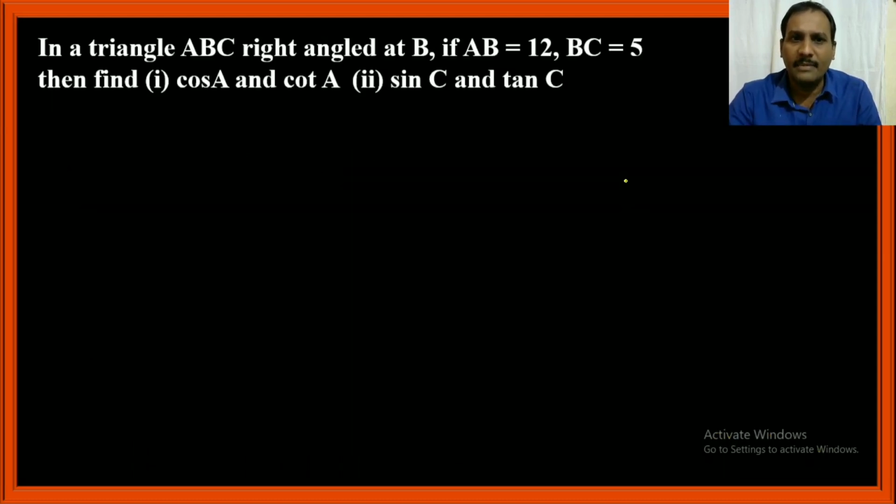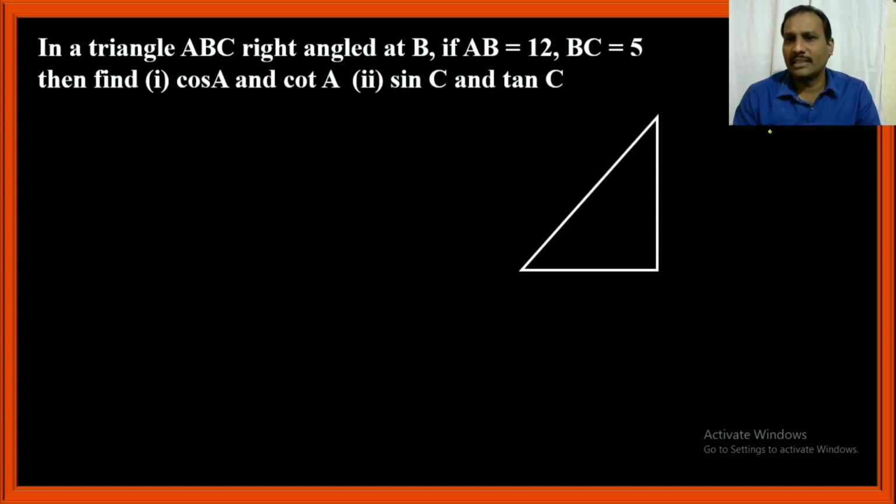In a triangle ABC, right angled at B. So here we have another triangle and now it is right angled at B. So here this is the right angle. If AB is equal to 12, BC is equal to 5, then find cos A and cot A, sin C and tan C. Before finding these trigonometric ratios, we have to find the hypotenuse.